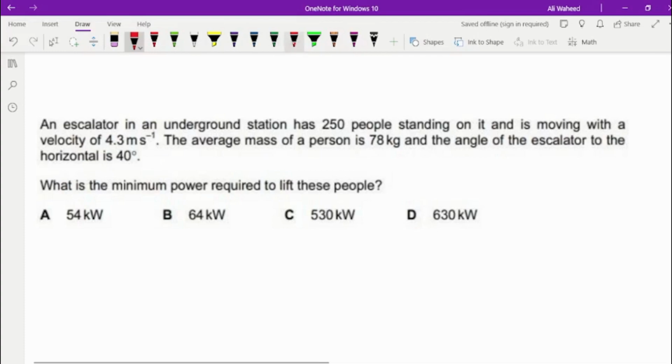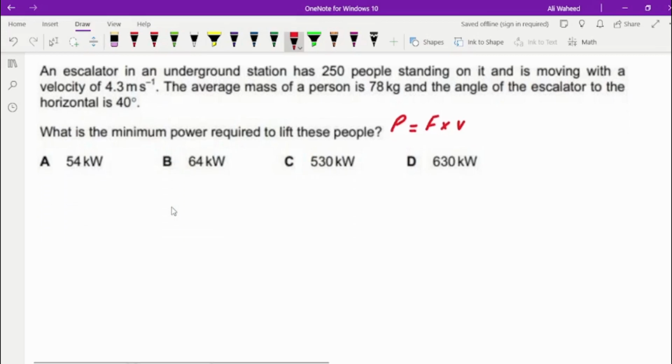So the first thing is you can write down the formula of power. In terms of force and speed, we have this relation for power: P equals F into V. Alright, so now we need to find the value of the force that would be used in order to lift the people, 250 of them.